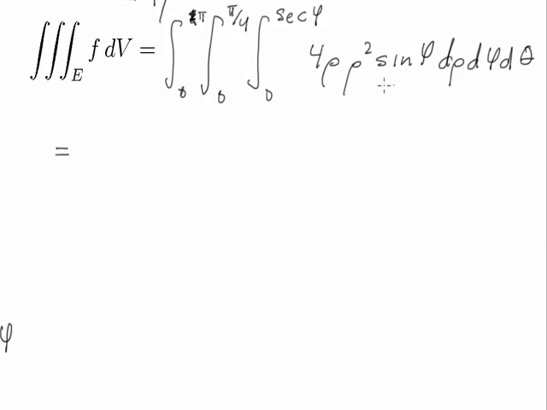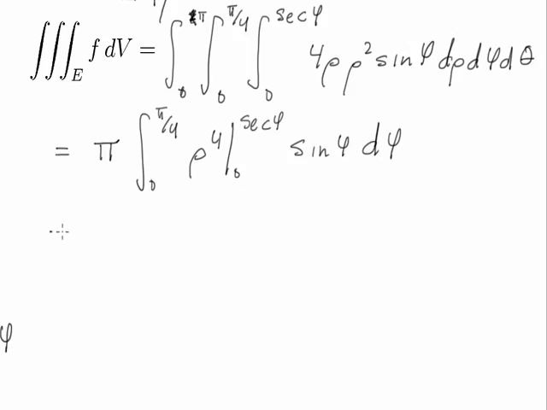Because there's no function of theta here and these bounds are constant with respect to theta, I can really just compute this integral from 0 to pi as giving me a factor pi. So I have the integral 0 to pi over 4, and then I have 4 rho cubed, so the integral of that d rho is rho to the 4th, evaluated from 0 to secant phi times sine phi d phi. Okay, so I get the integral from 0 to pi over 4 of secant phi to the 4th. Now secant's 1 over cosine. I'm going to switch back to cosine. So I get cosine to the 4th phi in the denominator d phi.